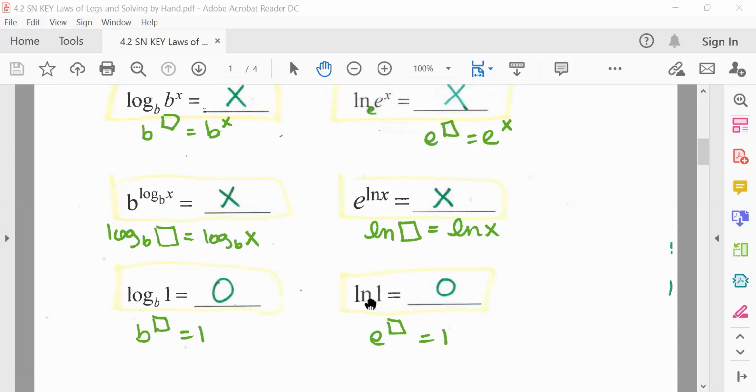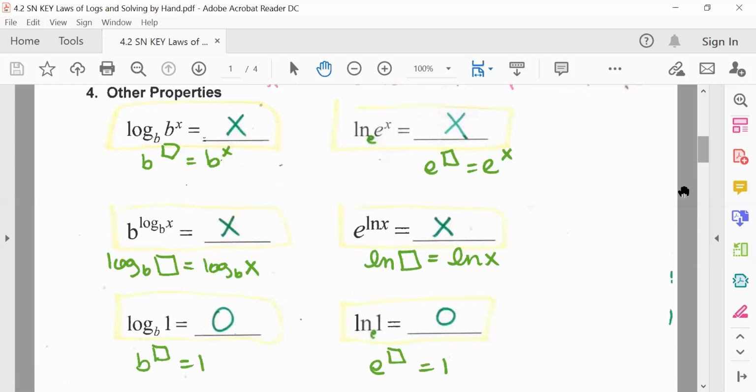Same thing happens with natural log. It's base E. So E to some power would have to be 1. E, remember, is a number, approximately 2.718. So that number to a power must equal 1. That power has to be 0. Okay? All right, any questions on any of these other properties here? We doing okay?